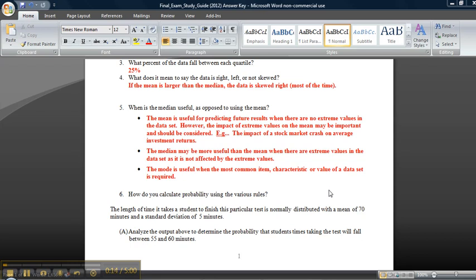And I say most of the time because it depends on the data, but in this course, every time the mean is larger than the median, it will be skewed right.